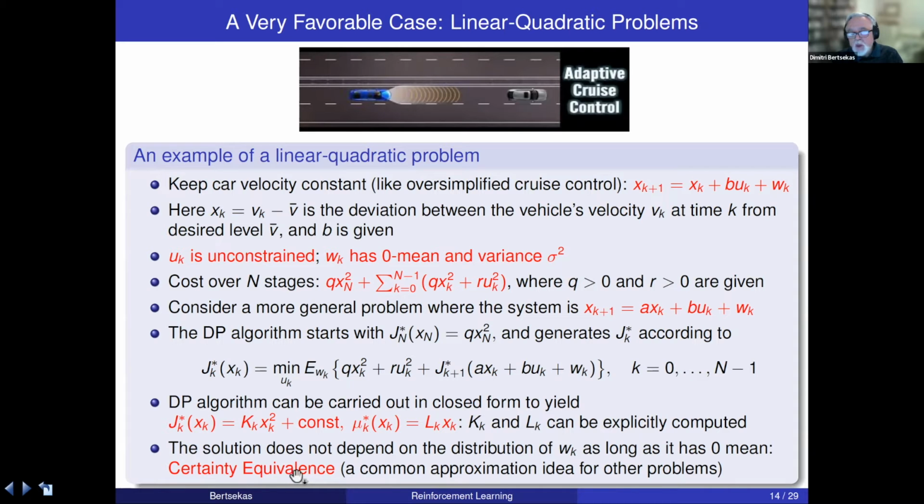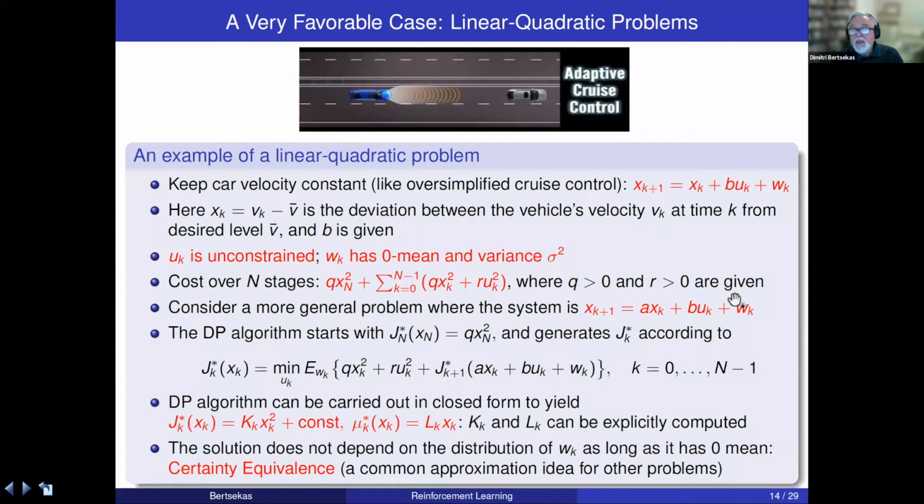We say certainty equivalence holds if, when you replace the uncertain quantities by their expected values, the optimal policy does not change. It doesn't hold for every problem. In fact, it holds very rarely. However, often it's a common sense approximation idea for other problems. And we're going to say a few things about that as we go along. So now let's verify this calculation and also show why certainty equivalence holds for this problem.